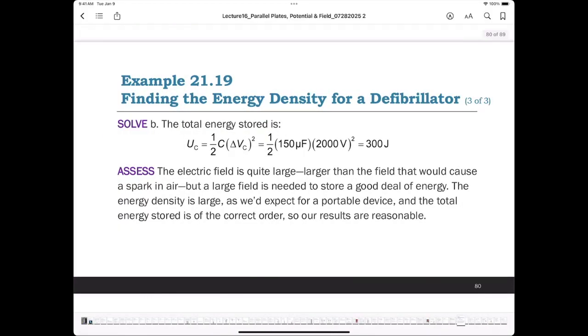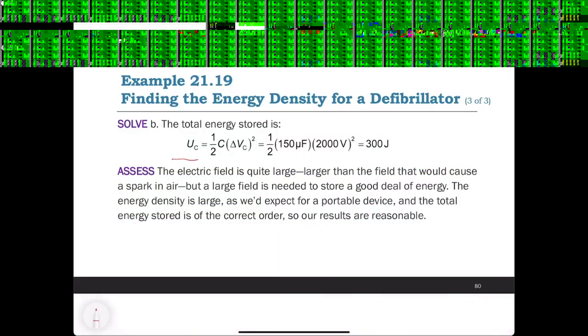Actually, the total energy stored we can calculate using this equation. The total energy is equal to this equation, and we know the capacitance here, and we also know the voltage difference. Then we can calculate the total energy stored, which is 300 joules.